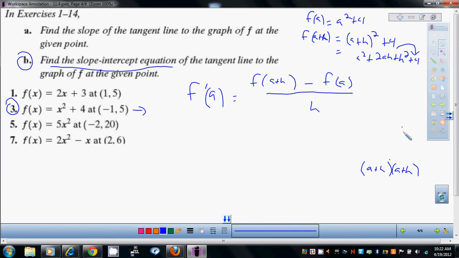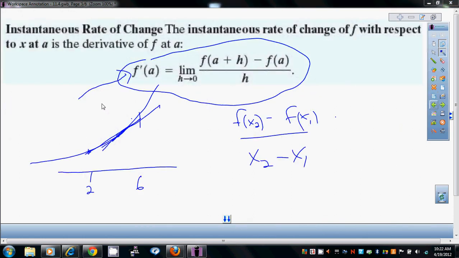Now, we've done that so that we can plug f of a plus h into the equation and f of a into the equation, so we actually have things we can work with. Notice, I didn't bother writing the limit up here yet because it won't come in until the end. But don't forget the original formula did have the limit as h approaches 0. But we'll get to that in a minute.